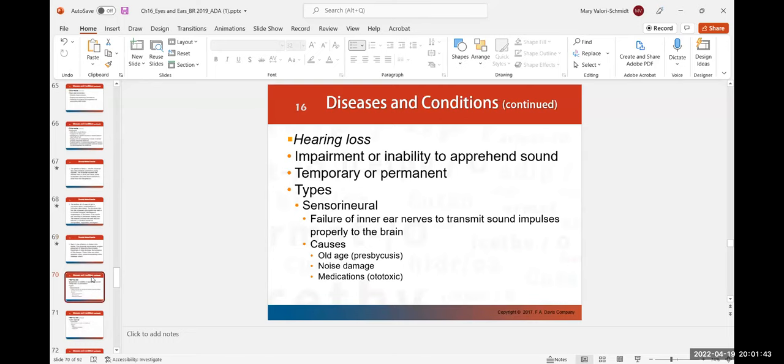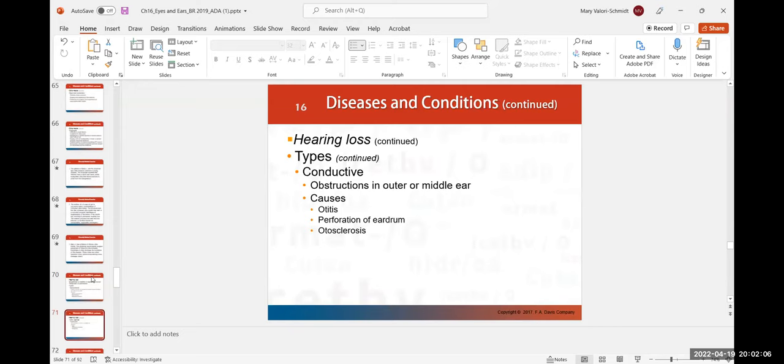Hearing loss, there are two types of hearing loss. Sensory neural, which is the transmission to the brain. Those impulses are not getting to the brain properly. That can be because of old age. I resent the way that's worded. Noise damage. If you were in a band or you used to go listen to music and stood right by the speaker. And then certain medications are ototoxic, a lot of them actually.